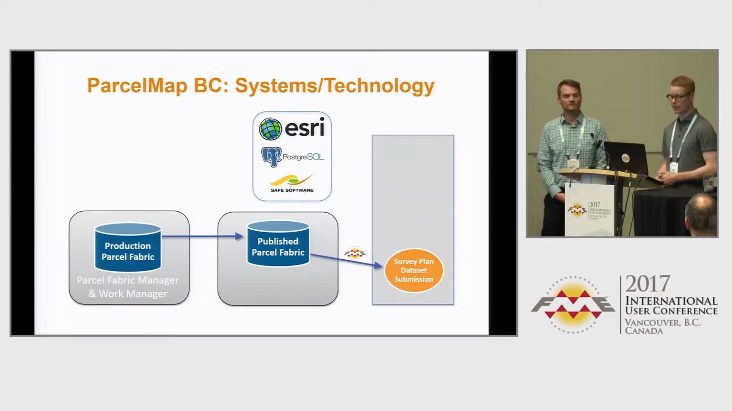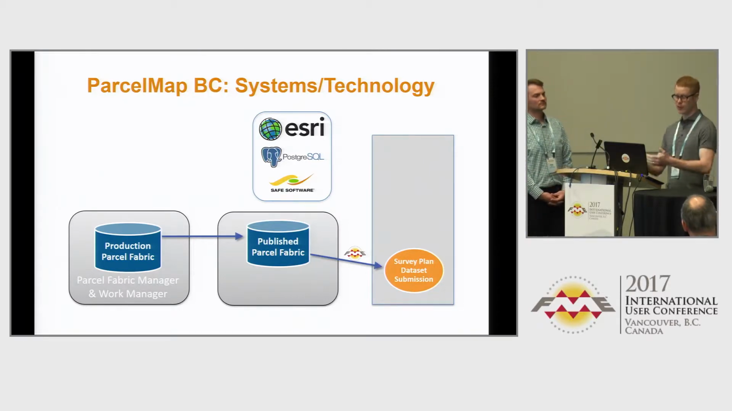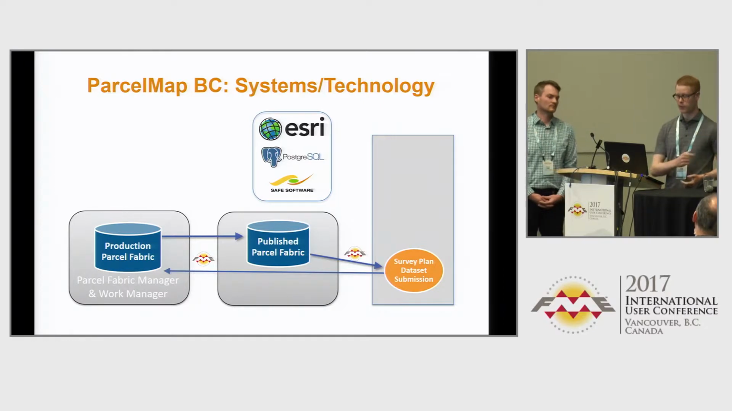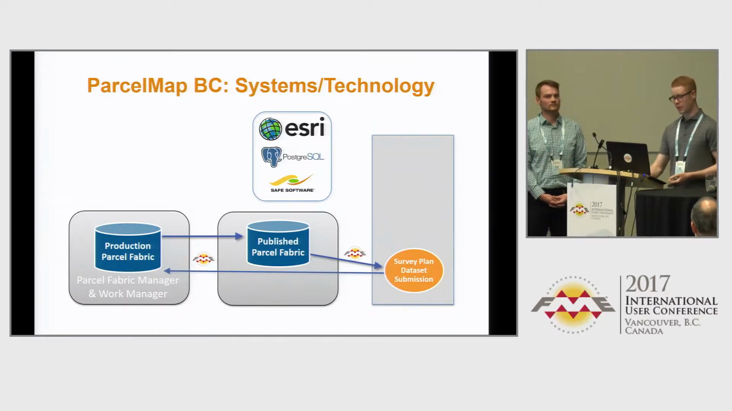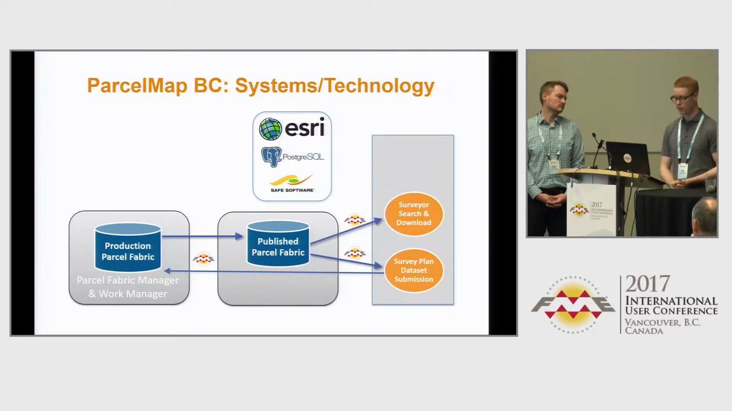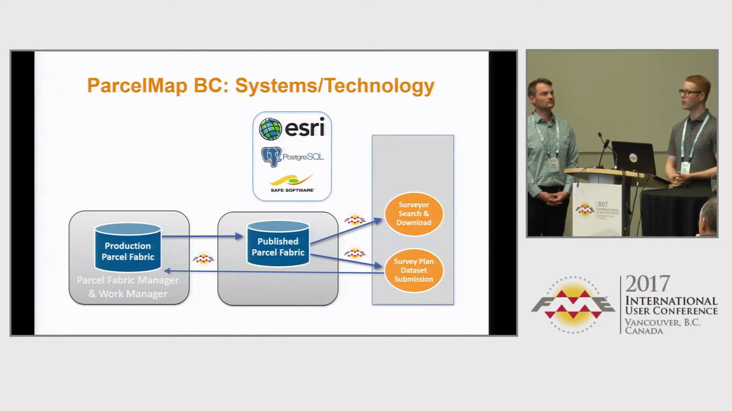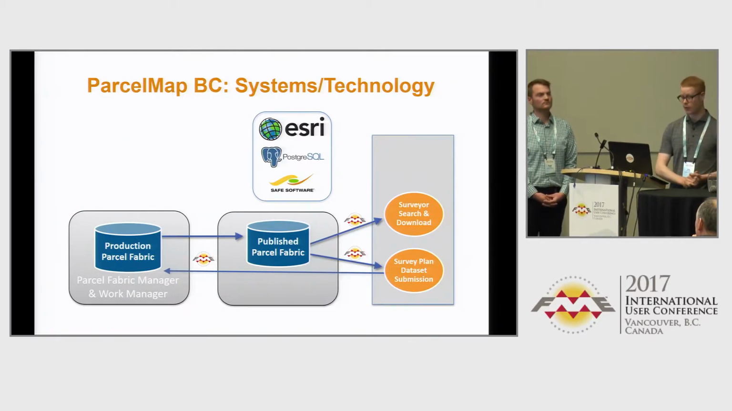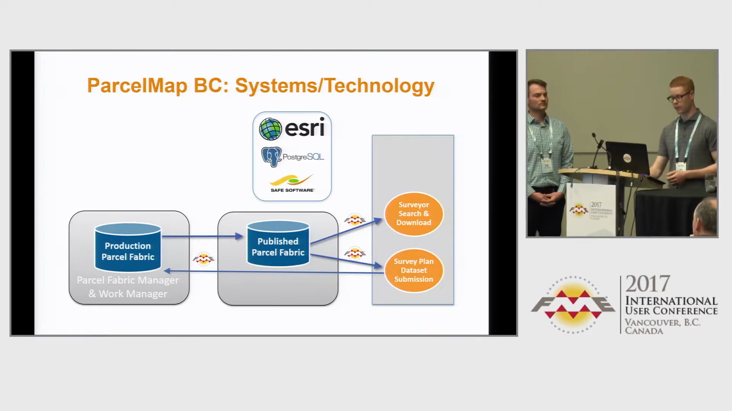Brian will talk about that in a second, but basically it's using FME to take a survey plan data set plus some metadata, bring it in, and feed it all the way back into the production Parcel Fabric. Once that's done, life cycle goes through, data gets published, and we're going to serve it out through the first of our services, which is Surveyor Search and Download. This will allow a surveyor to go into a web map interface, search for data, and download it. FME provides the download capability there.